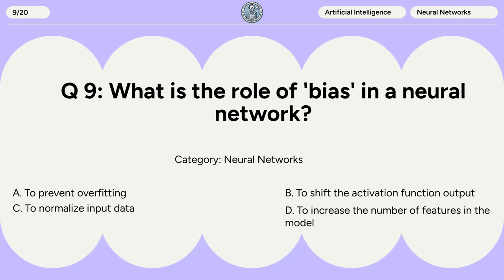Question 9. What is the role of bias in a neural network? A. To prevent overfitting. B. To shift the activation function output. C. To normalize input data. D. To increase the number of features in the model.